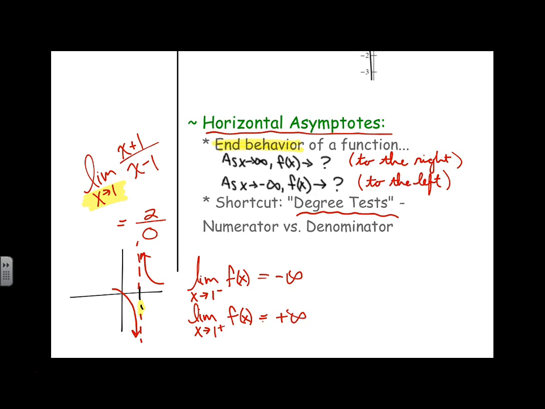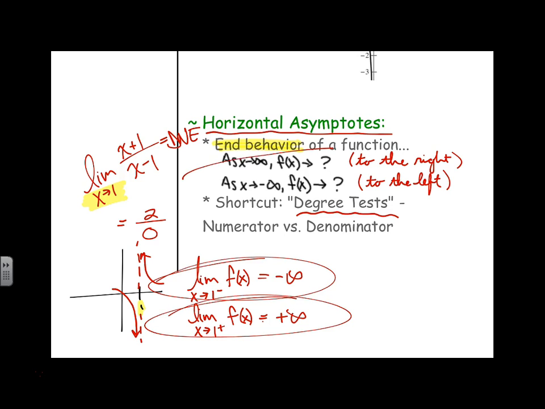So how would I answer the overall limit? Yeah. Why DNE? They do not agree. If the one-sided limits do not agree, the limit does not exist, right? Okay. So with that, how is this process different than if I was going to infinity instead? Yeah, exactly.